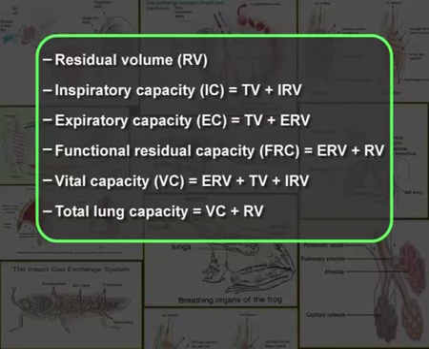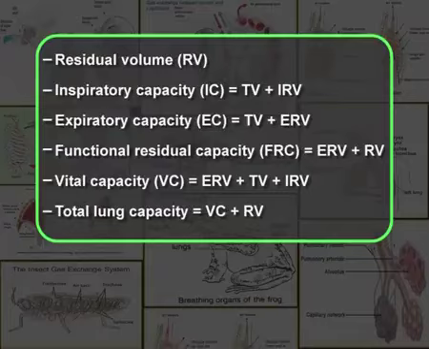Expiratory reserve volume is followed by residual volume, and then inspiratory capacity is tidal volume plus inspiratory reserve volume. Then expiratory capacity is TV plus ERV. Now, functional residual capacity is equal to ERV plus RV. Then vital capacity or VC is ERV plus TV plus IRV, and the total lung capacity is equal to VC plus RV.